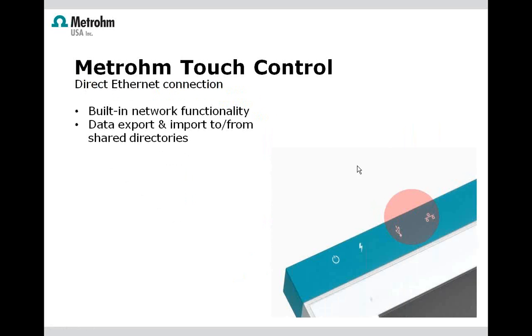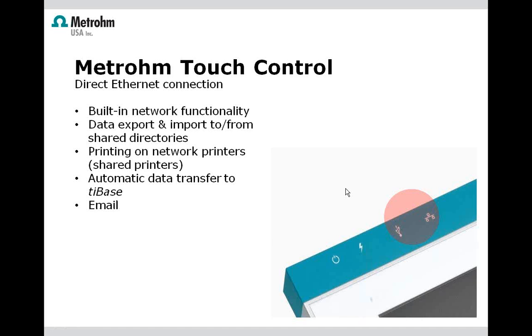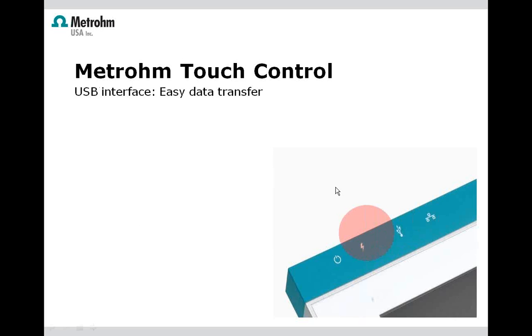Now, the touch control has a built-in network functionality, and that allows you to save data or export and import data from your shared directories on a remote computer. You can print to network printers. You can have automatic data transfer to another software that we have that is called the T-Base, that I will review briefly at the end of this presentation. You can also have information emailed from different determinations that are being done at the system. You can also have system backup onto your USB device.